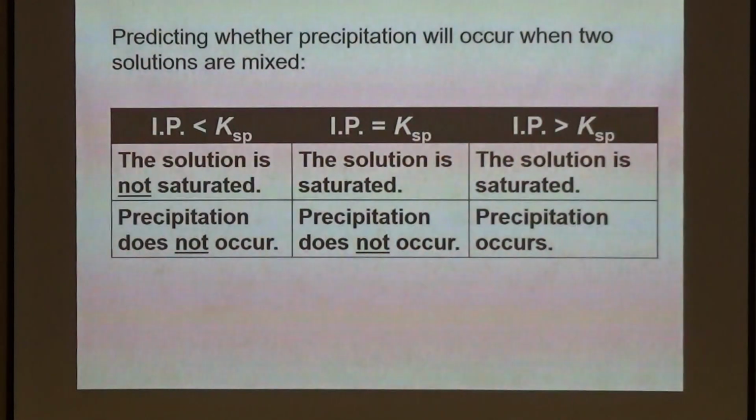Now, IP less than KSP is not saturated, so no precipitate. IP equals KSP is saturated, but precipitation will not occur. IP greater than KSP is saturated and precipitation will occur. Okay?